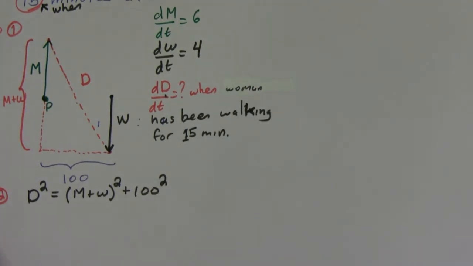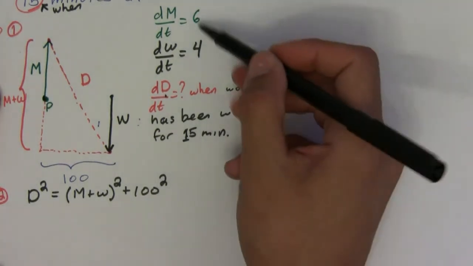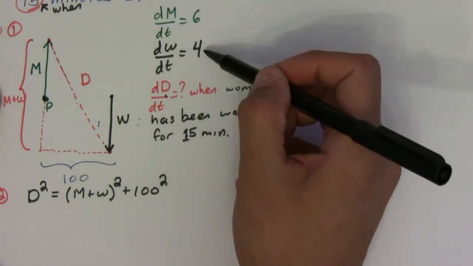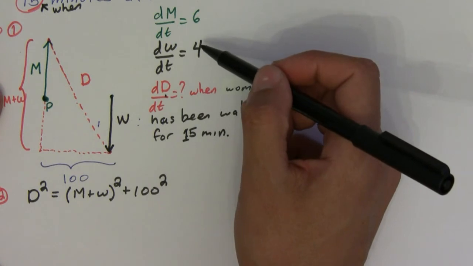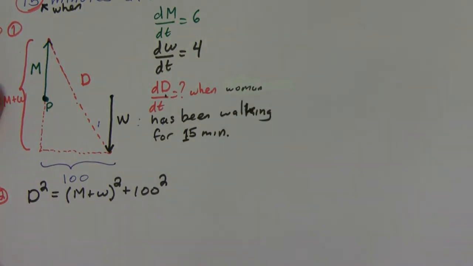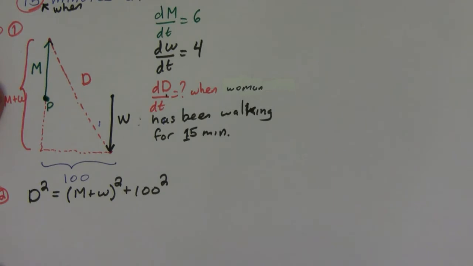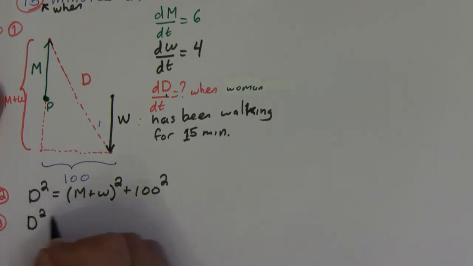Okay, and well, let's take a look to see if I have all my information. Well, 100 is constant, so I don't worry about that. M and W, I don't have M and W specifically, but I do know how fast they're going, so I could find them. So why don't I take the derivative of both sides? And so I'm going to rewrite my equation.